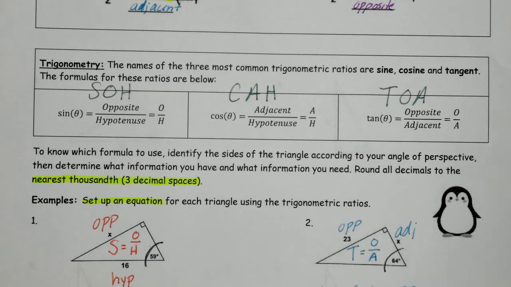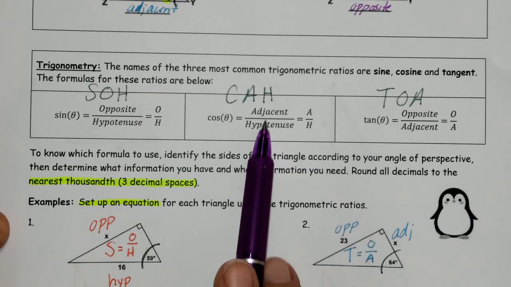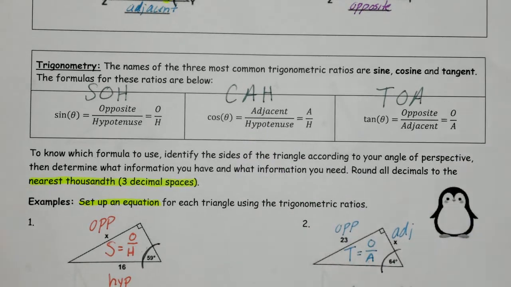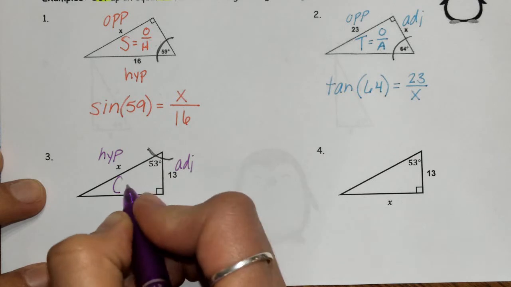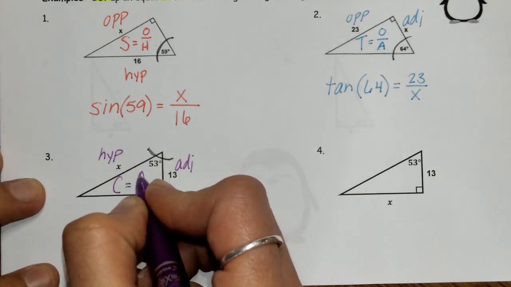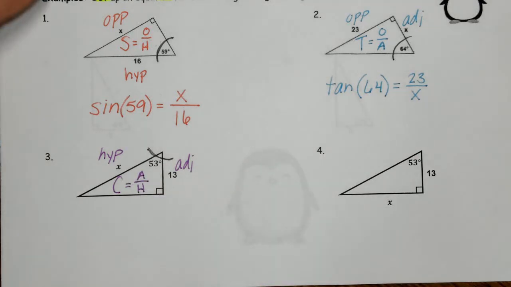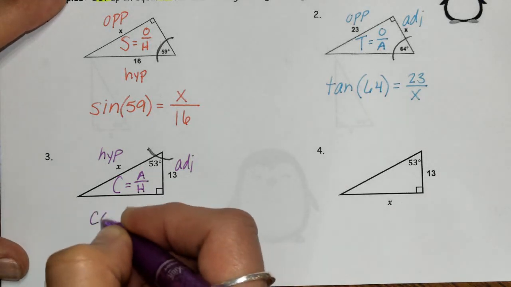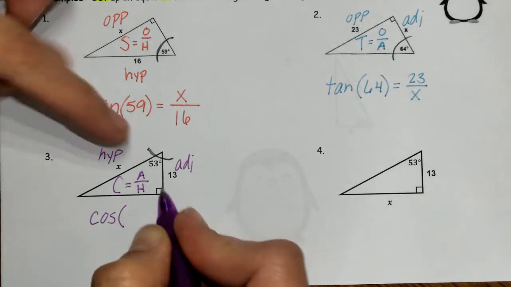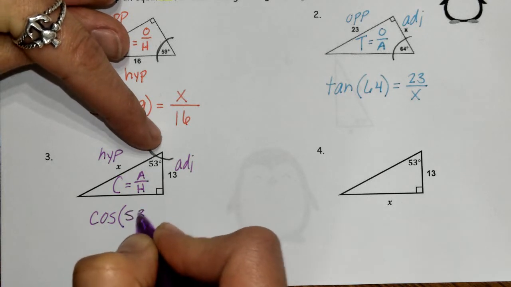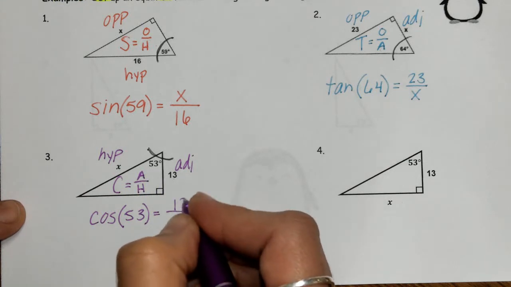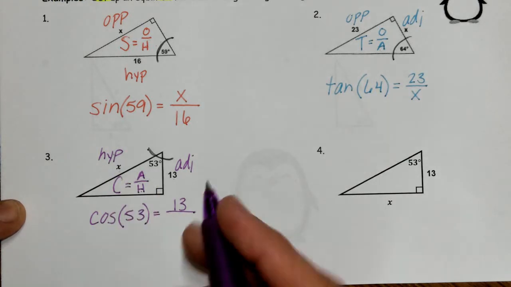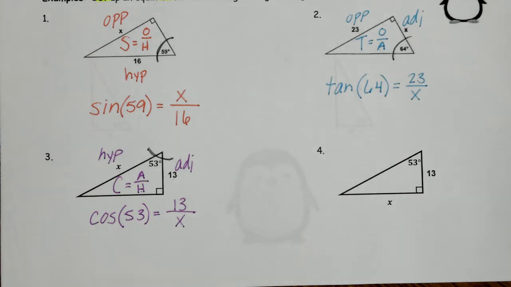So we're going to look up here and say, okay, what uses the hypotenuse and the adjacent? Well, right here I have hypotenuse and adjacent. So we have CAH in SOHCAHTOA. So this will be cosine is equal to CAH, A over H, adjacent over hypotenuse. So we'll write COS for cosine, parentheses, put that reference angle of 53, all equal to adjacent, 13, over hypotenuse, x, and move to the next one.